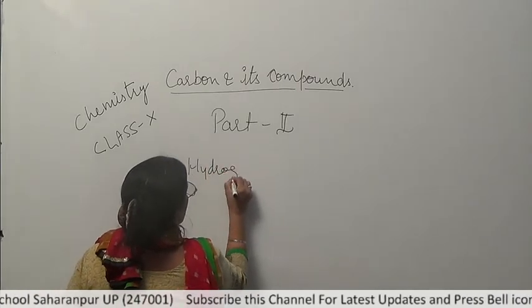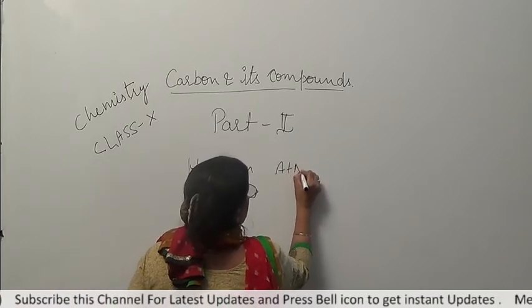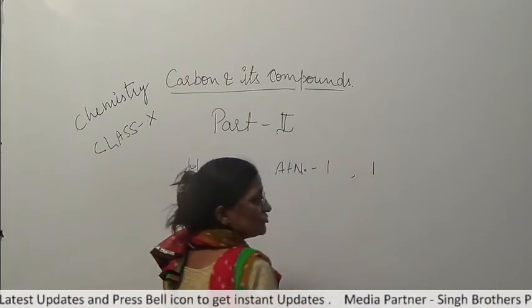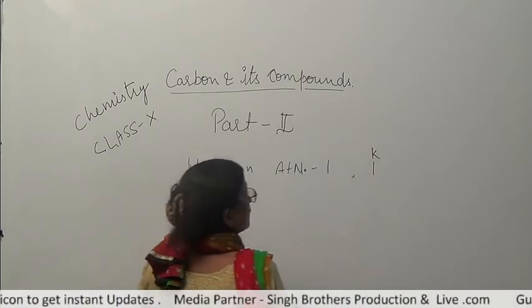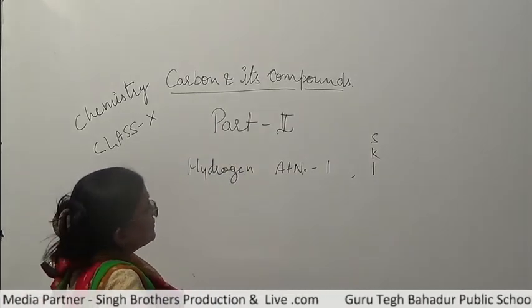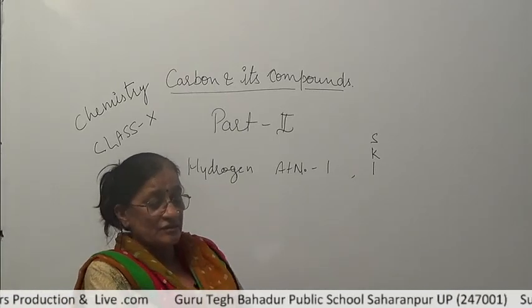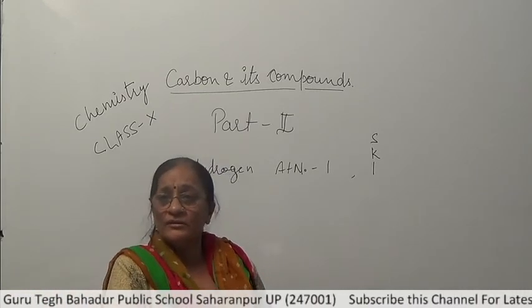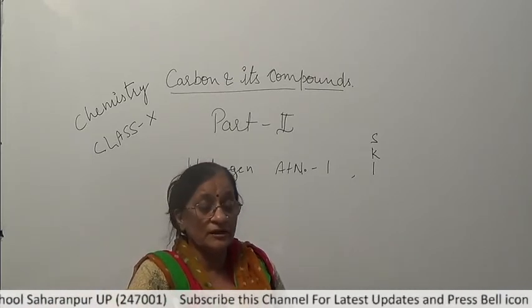Hydrogen, as we know, its atomic number is 1. So it contains only one electron, and it contains that in its K shell or S shell. We can name this as K or S. Now, as it contains one electron in its K shell, one electron in any orbit or shell cannot give it the stable condition.